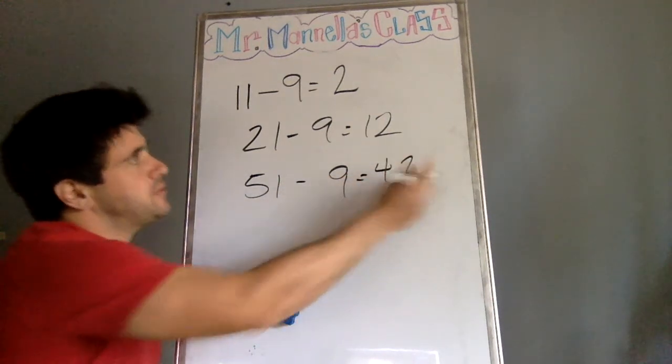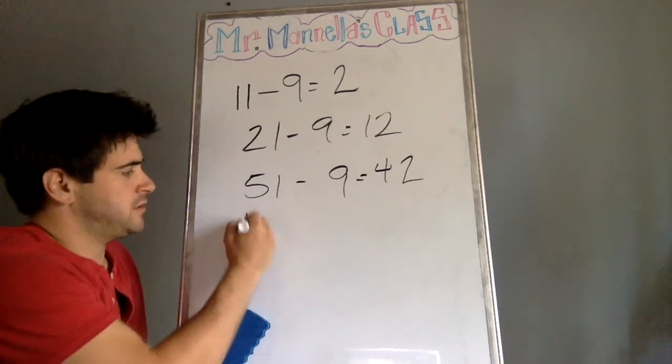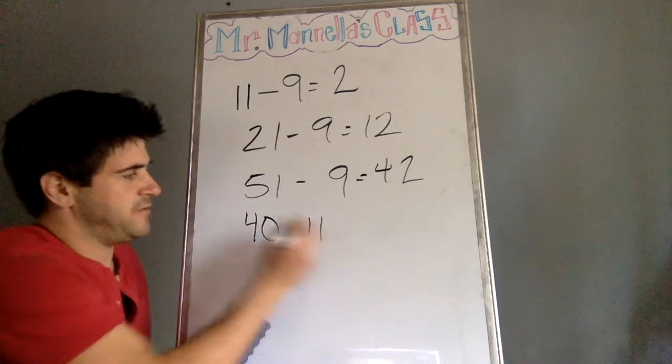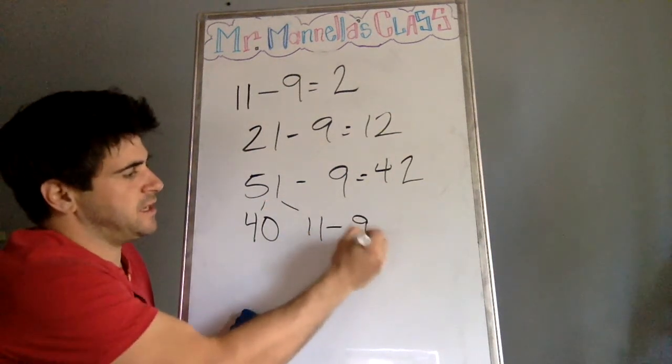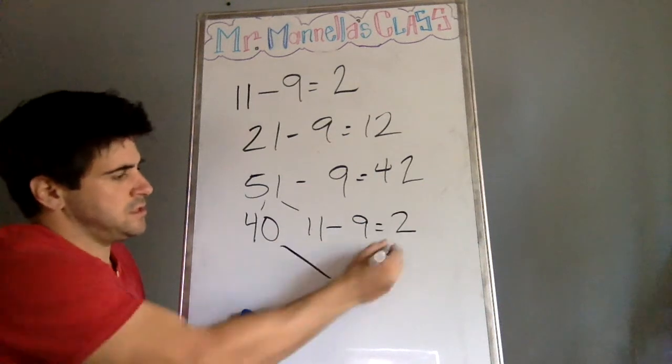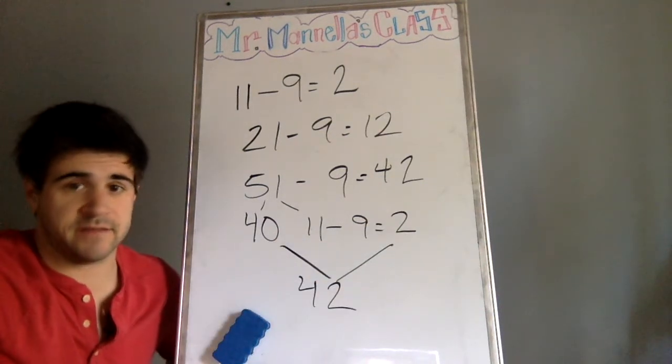Because really what you're doing is you're sort of taking this 11 out of the 51. So there's 40 and 11. Together that makes 51, right? So you're doing the 11 minus 9, and that's 2. And then you're putting the 42 back together, okay? That's really what we're doing here.